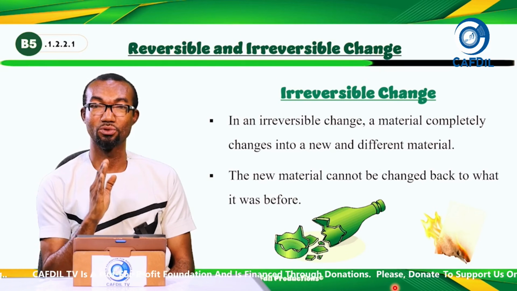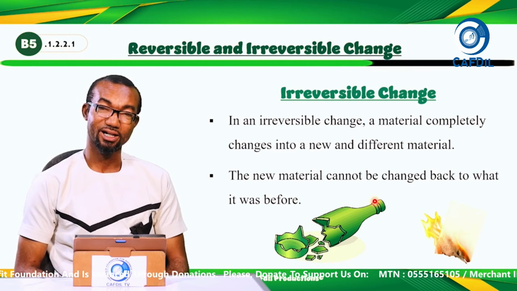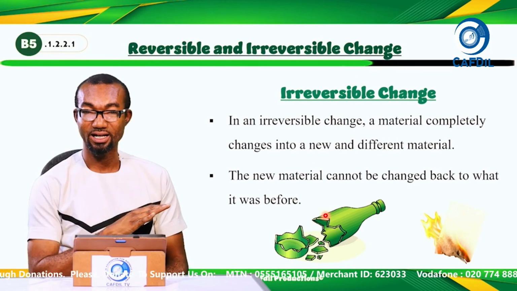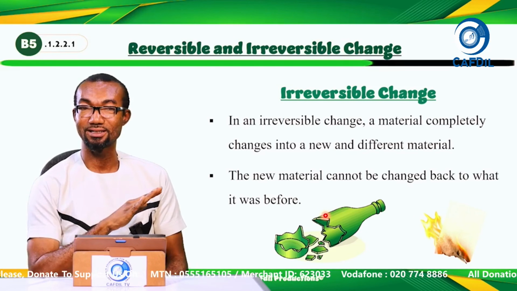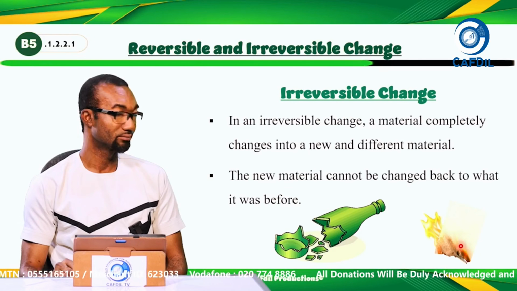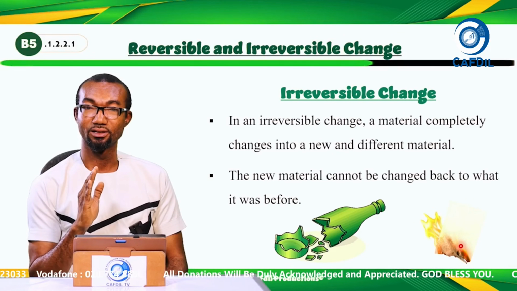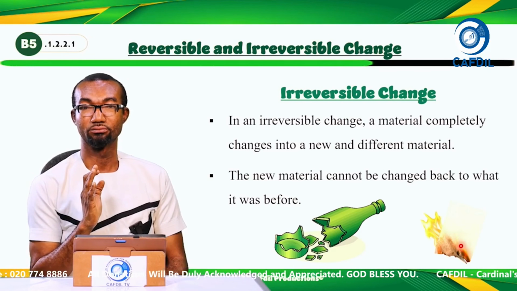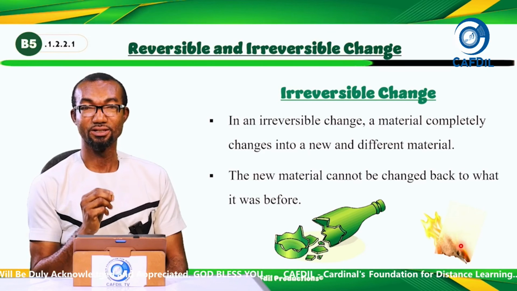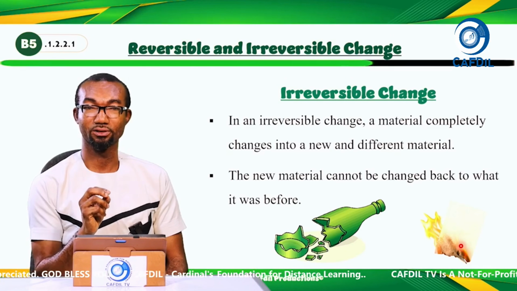That is irreversible change. If you look at the example here, you can see a broken bottle. Can you change this broken bottle to its original form? No. If this glass is broken, it's broken. Nothing can be done again. Look at this paper. It's bent. So in an irreversible change, a new and different material is formed, and you cannot change it back to its original form. That is the difference. With reversible, you can change. With irreversible, you cannot.